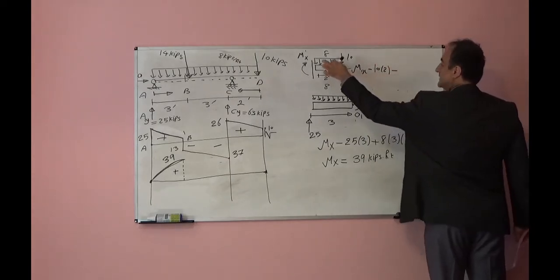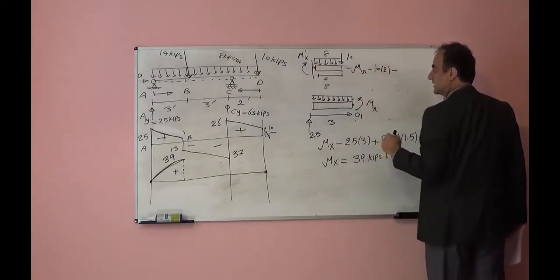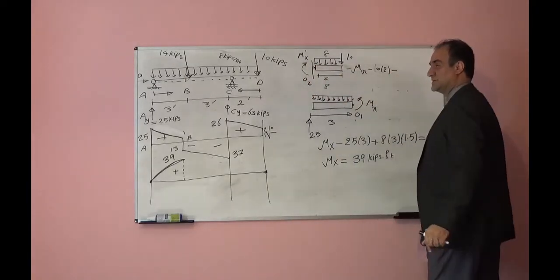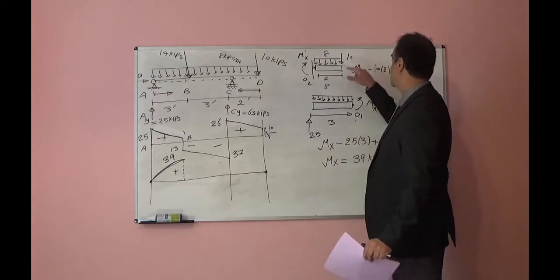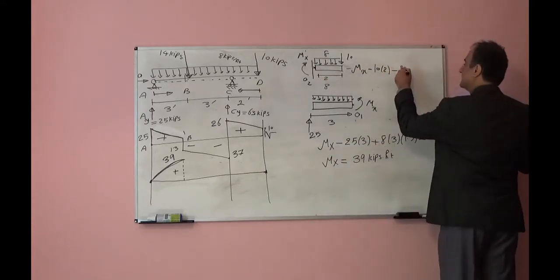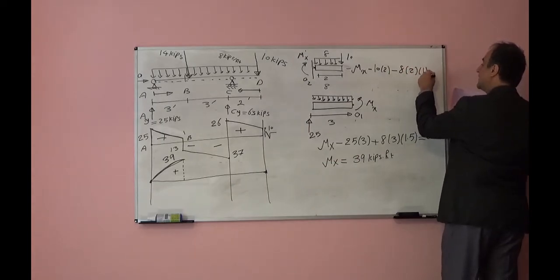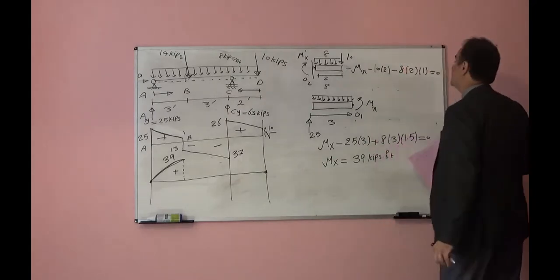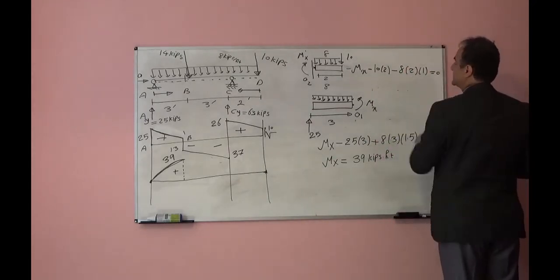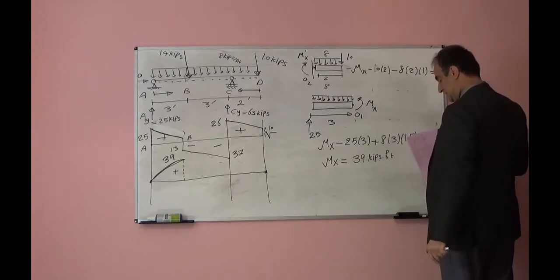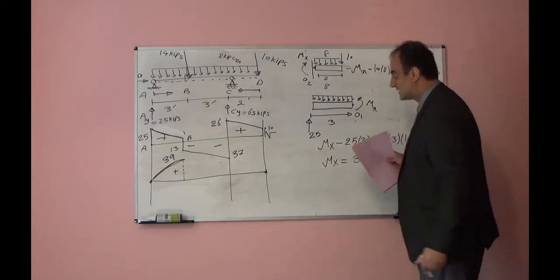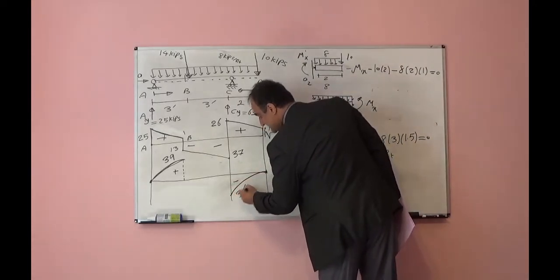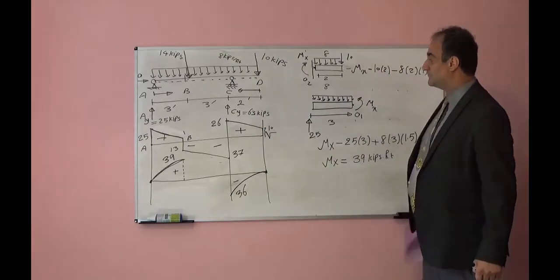I'm taking moment with respect to the cut point, point O2 for example. Mx is clockwise, so negative, minus 10 times 2 minus 8 times 2 times 1 is equal to 0. From here, 10 times 2 will be 20, this will be 16. If I add them together, it will be 36. If I take the other side, it will be negative 36. From the equation we see it is negative.